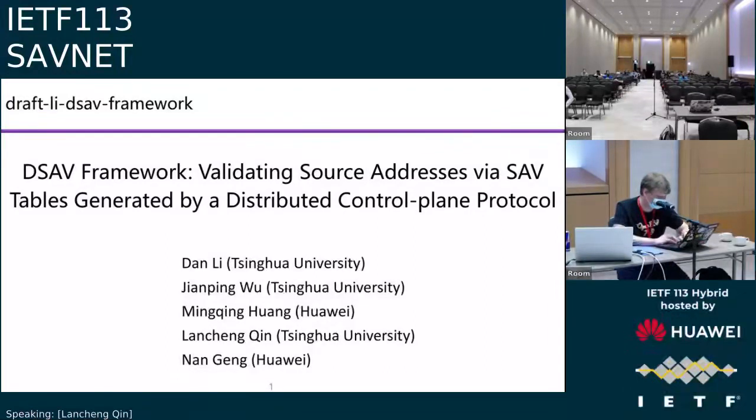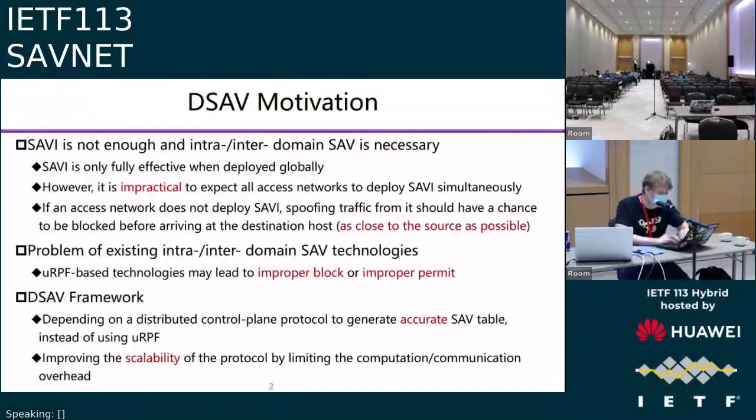Thank you. Hello, I am Lan Cheng from Tsinghua University. I'm going to introduce the DSAVE framework, validating source addresses via SAVE tables generated by a distributed control plane protocol. SAVA divides SAVE into 3 different checking levels, and SAVE is proposed to achieve SAVE at access networks. It is only fully effective when globally deployed. However, it's impractical to expect all access networks to deploy SAVE simultaneously.